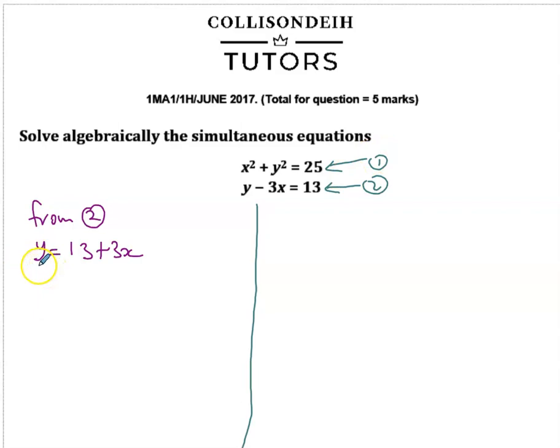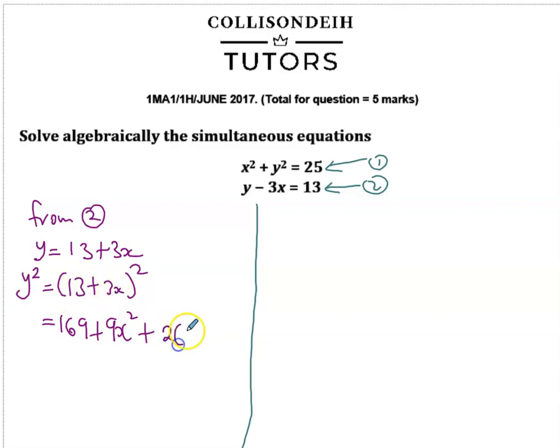But before we do that, because y in equation one is actually y squared, we will square the y here before we carry on with our substitution. If you do this carefully, this should give you 169, that's the 13 squared, add 3x squared, which will give you 9x squared, add double of 13 times 3x. 13 times 3 will give you 39, so you want double of 39x. So this will simplify to y squared being 9x squared plus 78x add 169.